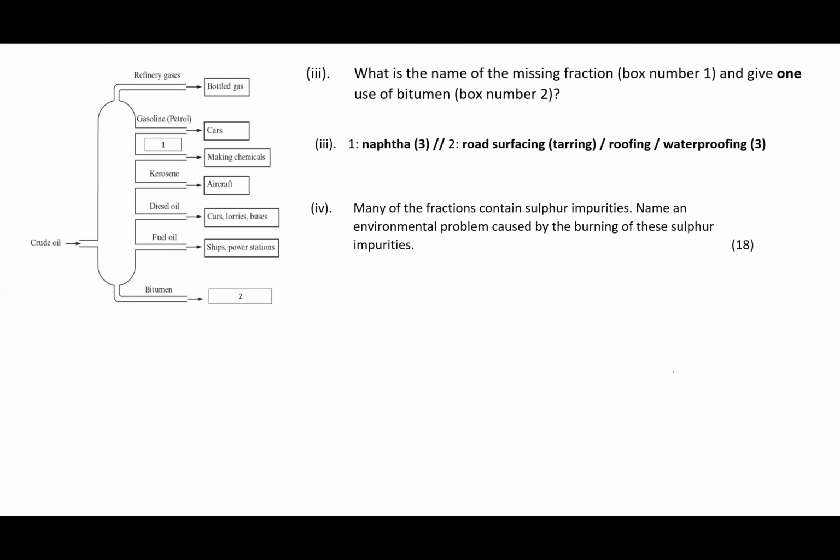Many of the fractions contain sulfur impurities. Name an environmental problem caused by the burning of these sulfur impurities. So any one of these: deforestation, acidifying waterways, or corroding buildings. If you have any other options there you want to run by me, that's no problem.